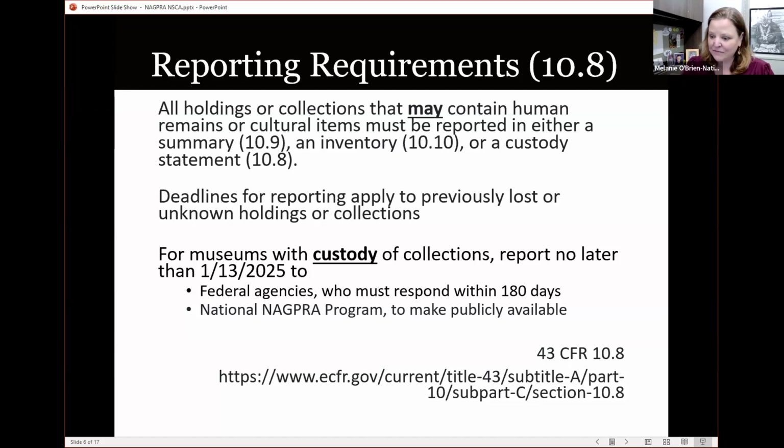And a new deadline that came with these revisions in the regulations is for those museums that might have custody of a collection, especially a collection that might have come from federal land, where the museum doesn't have clear title or ownership to that collection, but the federal agency does. There is an obligation for museums to ensure that they are reporting that to the federal agencies, as well as to my office, the National NAGPRA program. So if you are the custodian of a collection that might have Native American human remains or cultural items, you also have an obligation under the new regulations.